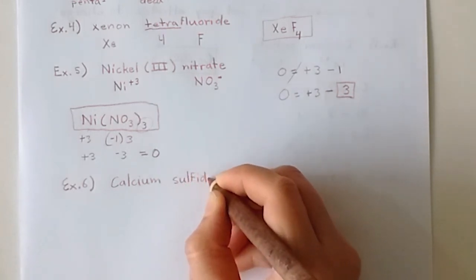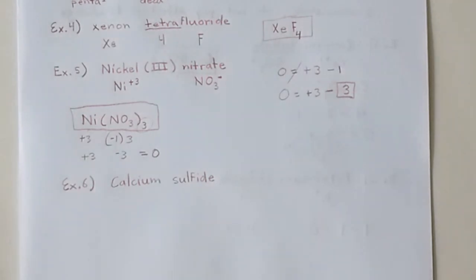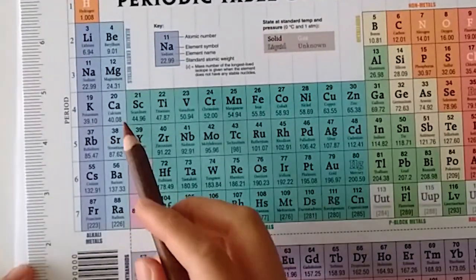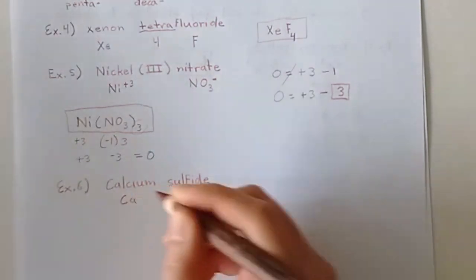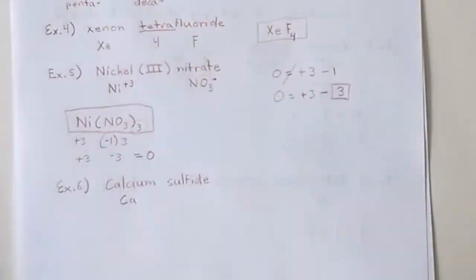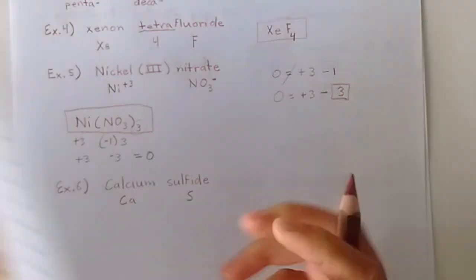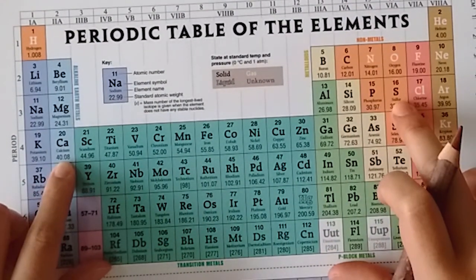So the next example is to find the chemical formula for calcium sulfide. So once again, we look at the periodic table to see what symbols correspond with these two names. We see that calcium here is represented by Ca, and that sulfur is represented by S. Now looking here, we see that calcium is a metal and sulfur is a nonmetal.